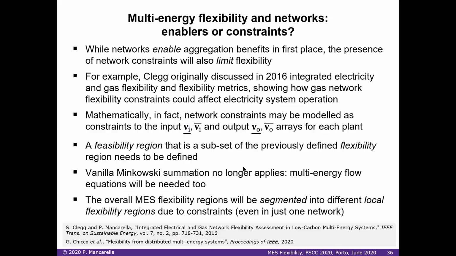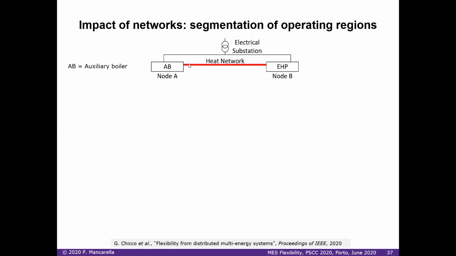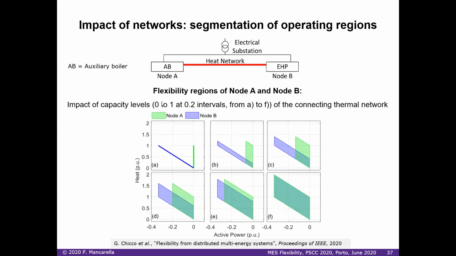As I can show you here, for example, if you look at this very simple system with an auxiliary boiler in node A, an electric heat pump in node B, and you link these two systems with a heat network, depending on how large this heat network is, and if you look at the flexibility in the heat and power space, looking at node A in green and node B in purple, you see that the flexibilities in the two nodes change with how big this heat network is.